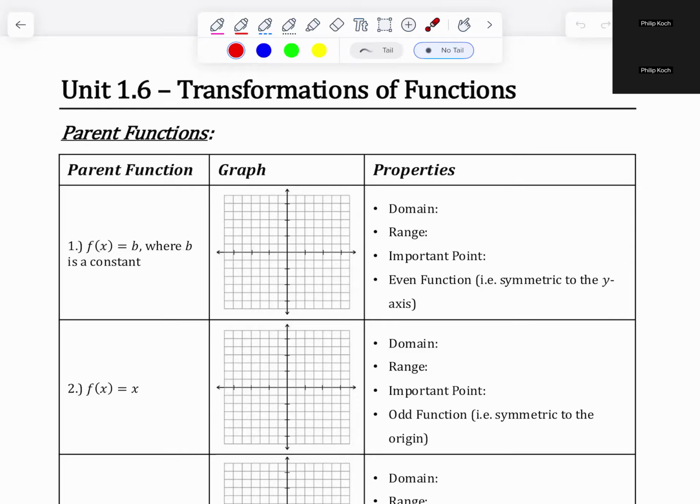So, f of x equals b, where b is constant. So that is a horizontal line. Let's just make this value b right here, and then a horizontal line through that. If you have f of x equals b, that's a horizontal line. And the domain of that function is all real numbers.